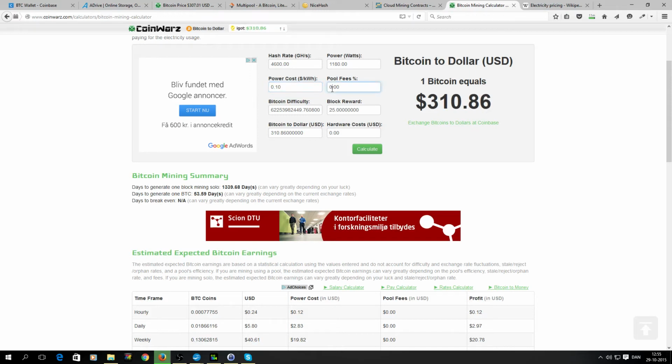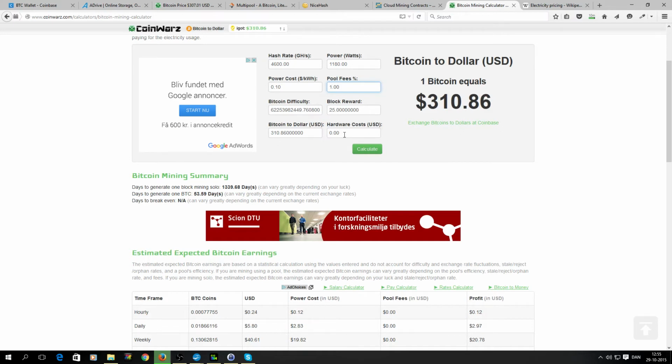Then we could put in a pool fee. Let's just put it at one for the example. It could be more, it could be less, as we talked about earlier. The difficulty is already pre-filled. Through CoinWars, you can also do this calculation for any other coins than Bitcoin. But again, I recommend, or normally, it's more profitable to mine the bigger coins like Bitcoin, Dogecoin, Litecoin, and so on, and some of the new ones with other algorithms. So all this is pre-filled.